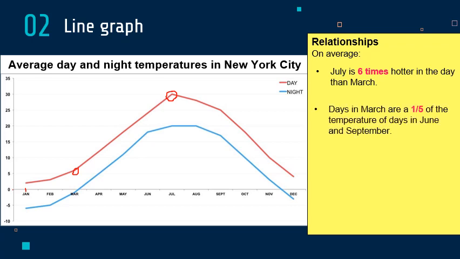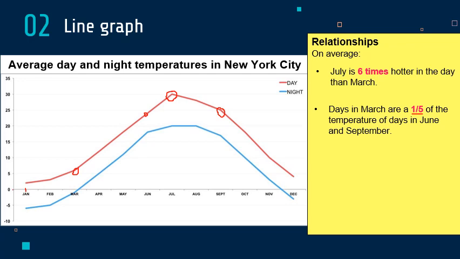Days in March are 1/5 of the temperature of days in June and September. So here we've got days in March are 5 degrees, and in June and in September, it's 25 degrees. So I could say that June and September days are 5 times hotter than days in March, but I can also represent that as a fraction.